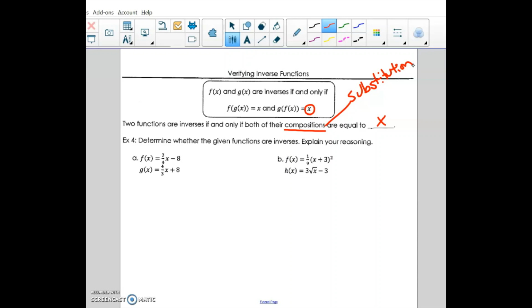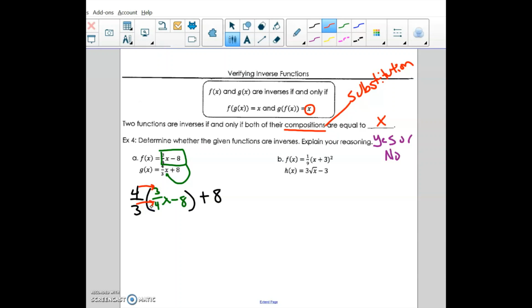So determine whether the functions are inverses. And so your answers are either going to be yes or no. Okay, and so the reasoning would be they're not because it didn't equal x at the end. So you're going to take one function and plug it into the other function. So that's going to look like this. 4 thirds, open a parentheses, plus 8. And then you're supposed to plug in 3/4 x minus 8, which is the top equation that went into the bottom equation.